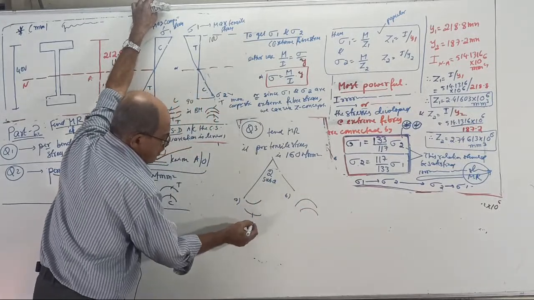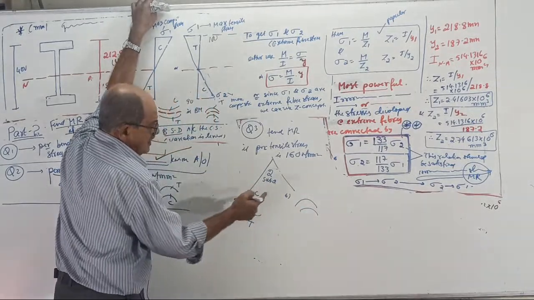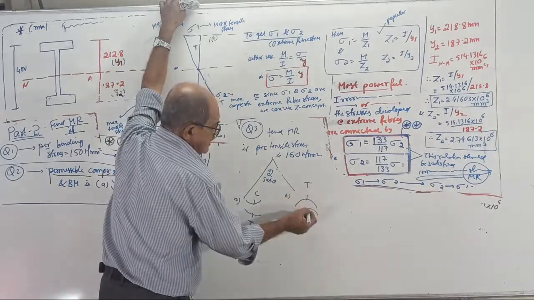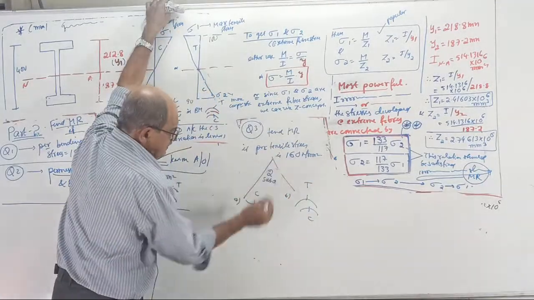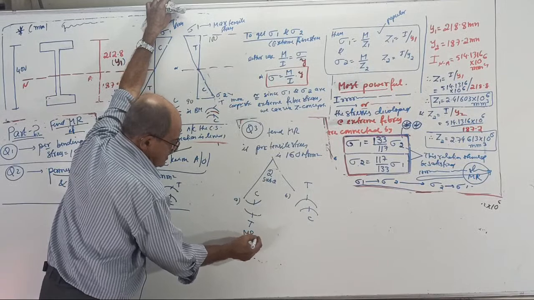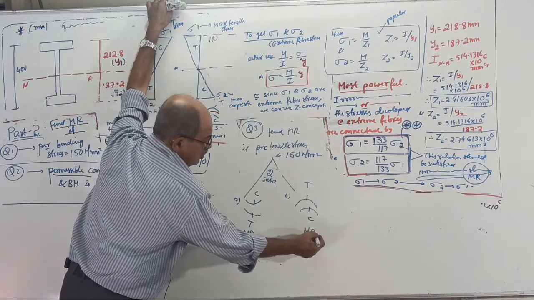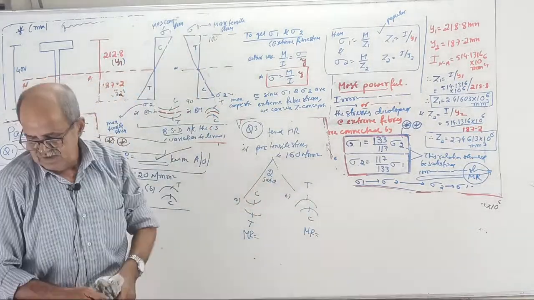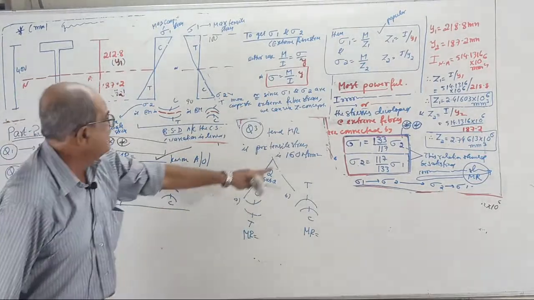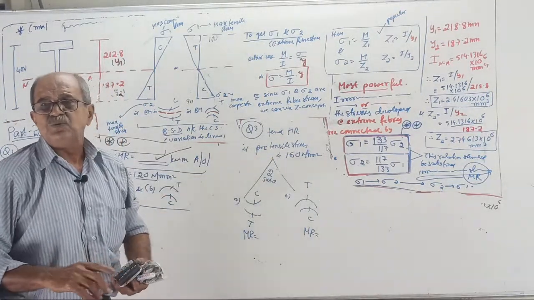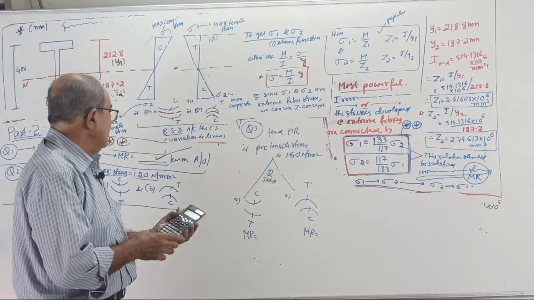Sagging BM: bottom tension, top compression. Hogging BM: top tension, bottom compression. You decide and tell the answer. I will give the answer for both and go out. I will come back in 3 minutes. You decide whether 160 is sigma 1 or sigma 2. First is sagging BM.